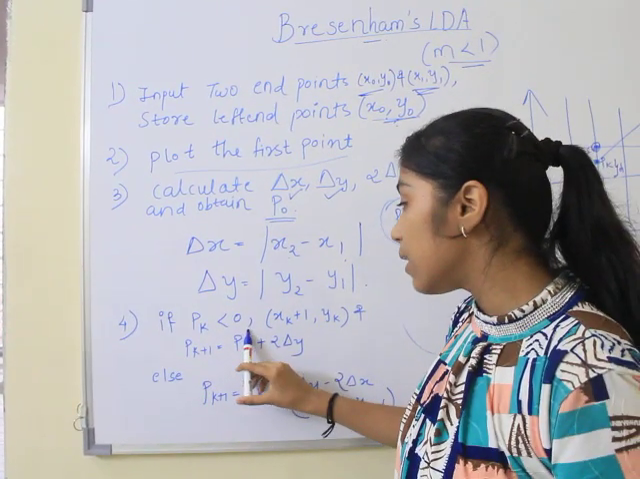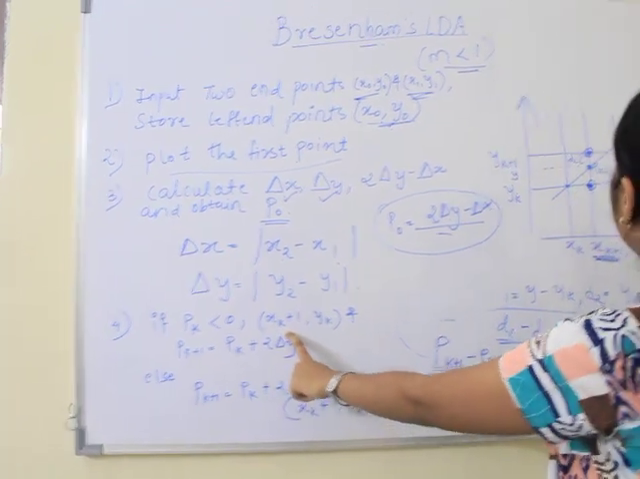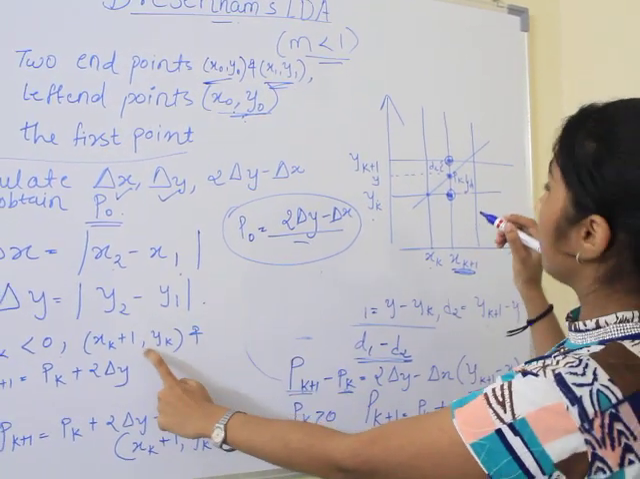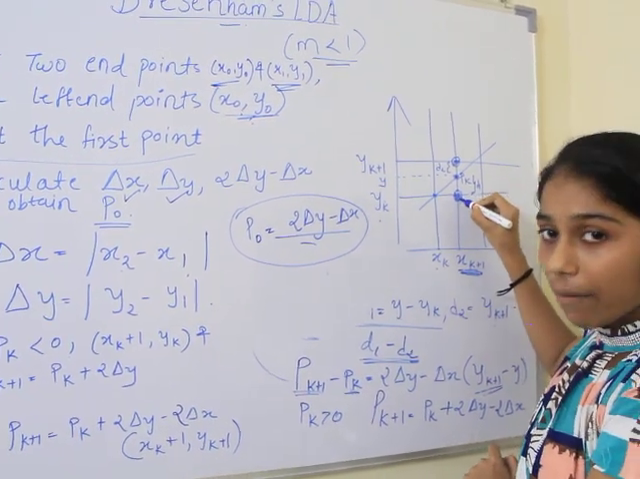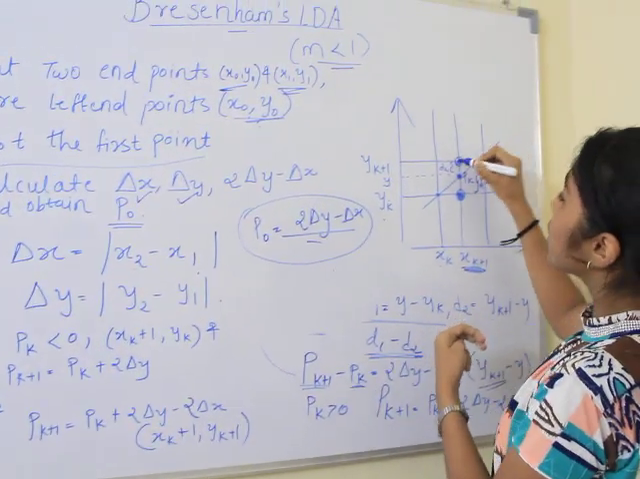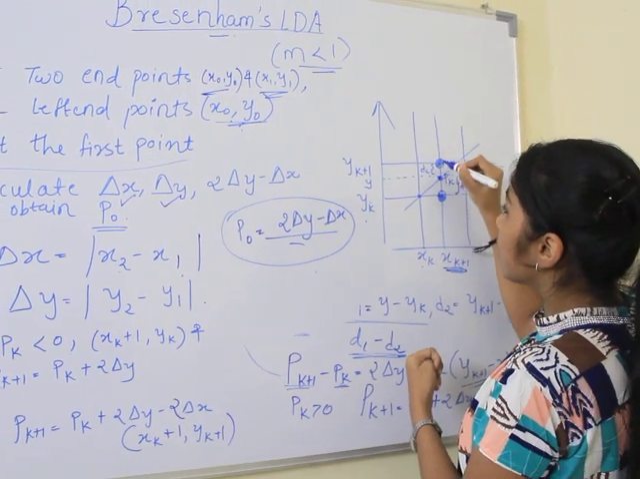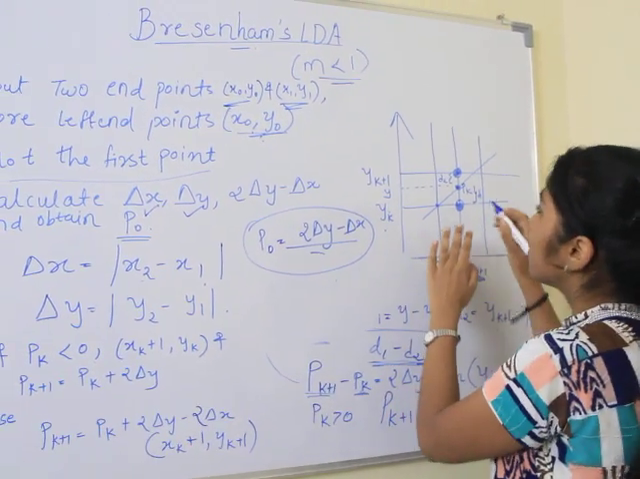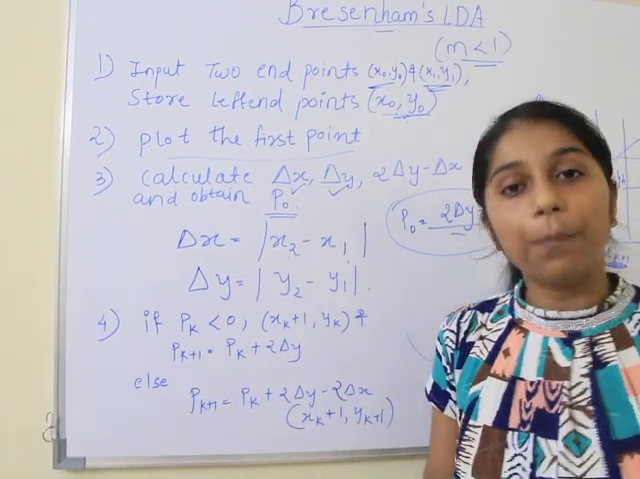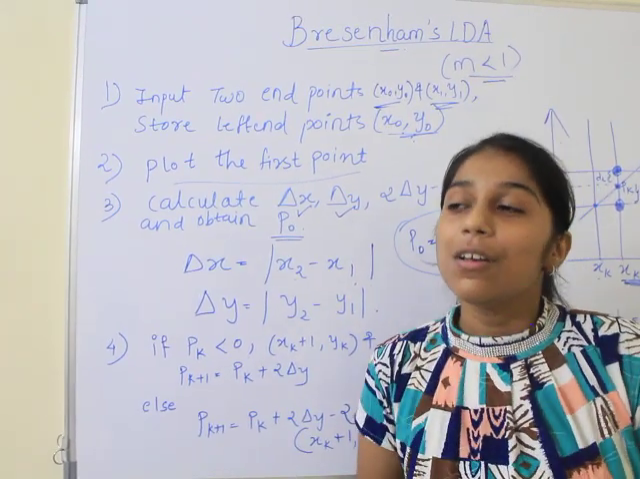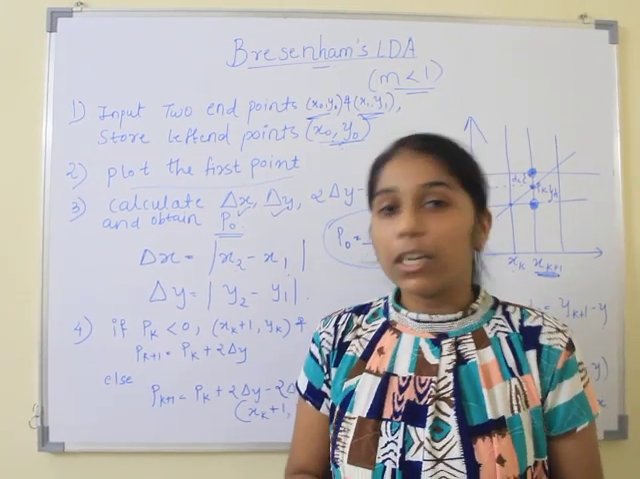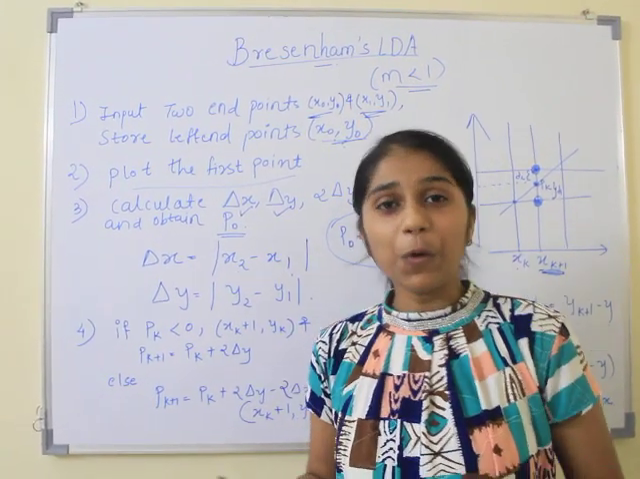If pk is less than 0, which would be the next pixel? Pk less than 0 means d1 minus d2 is less than 0. So your next pixel will be xk plus 1 comma yk. And if pk is greater than 0, that is the second case, the next pixel value would be this. That means this is nearer to d2, or I can say this is nearer to this pixel. So this is the main Bresenham line drawing algorithm. If you have understood the main concept, you would easily be able to calculate the actual line pixel values. I hope you got the point.